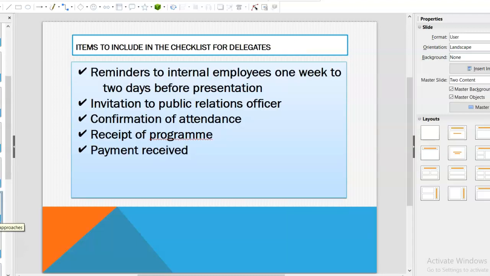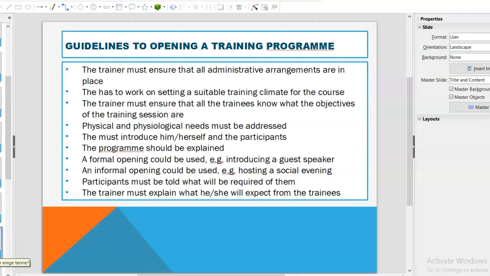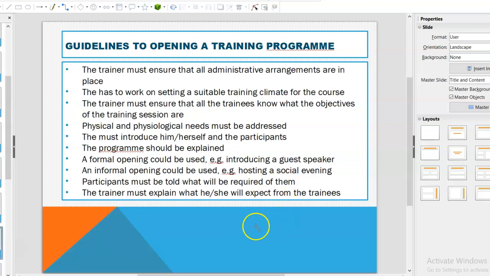Now, items to be included in the checklist for delegates, those who will be attending. Reminders to internal employees one week to two days before the presentation. They should be reminded. In other words, send notices. Invitation to public relations officer, confirmation of attendance, receipt of program payment received. All of those. Yes, that is as much as we can talk about in terms of the first part.